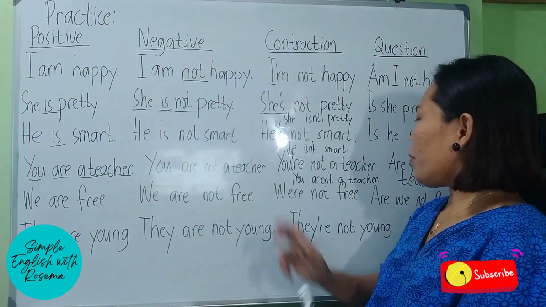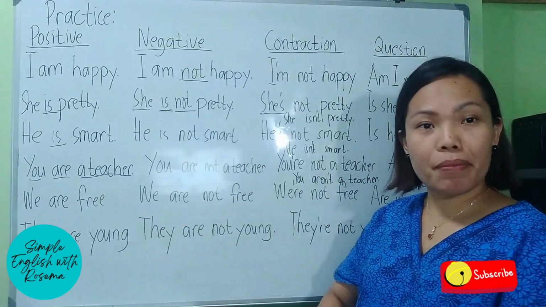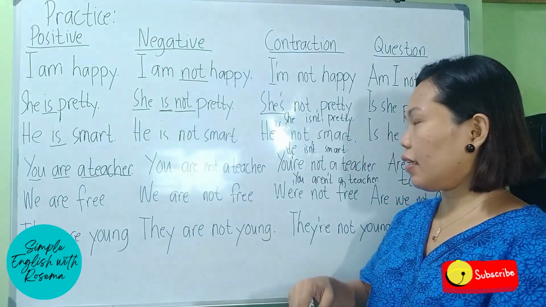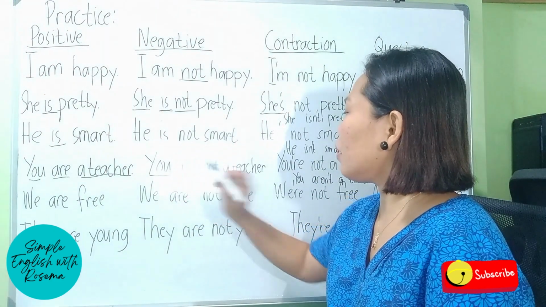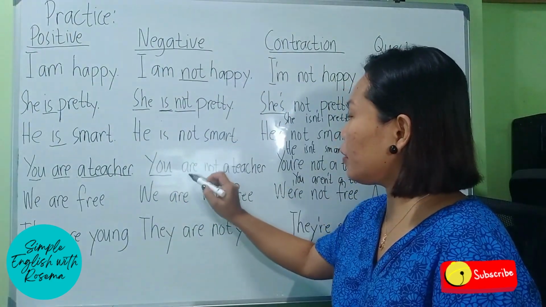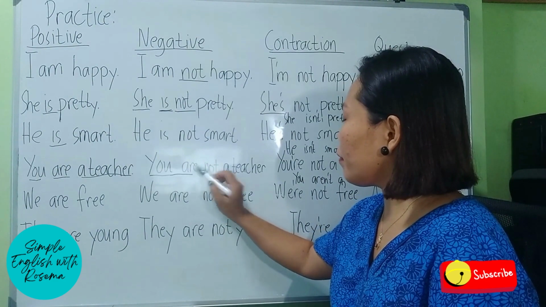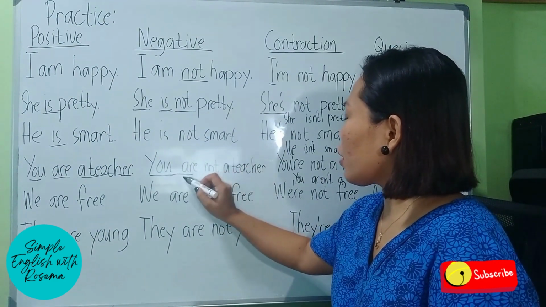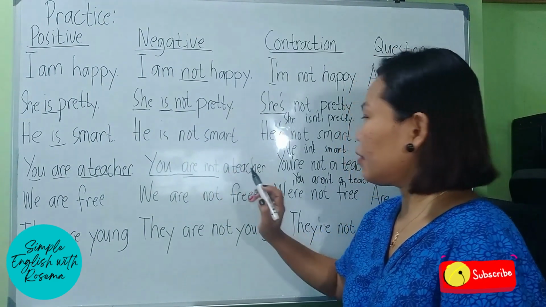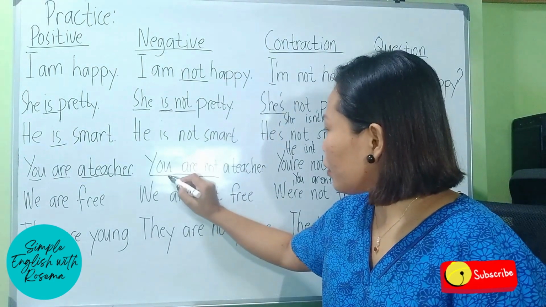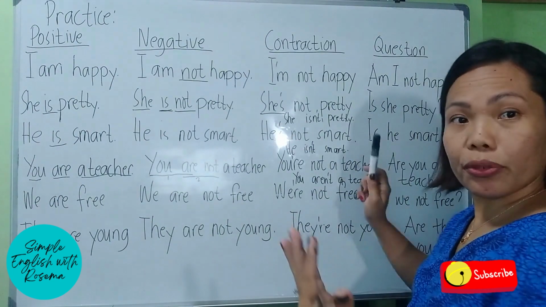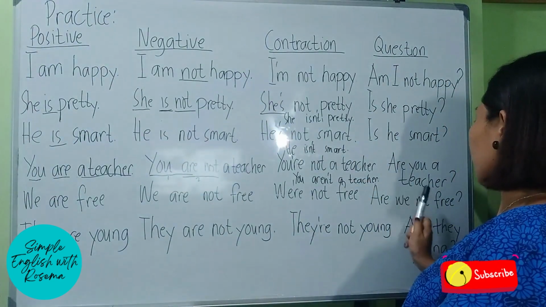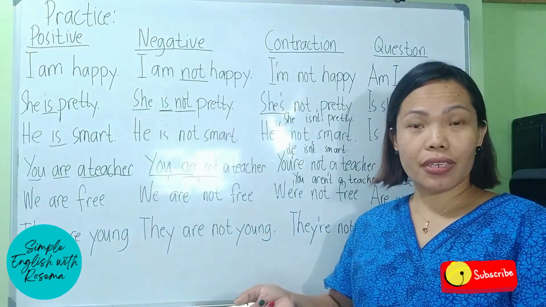So, dalawang paraan ang pwedeng gamitin natin to contract. Again, either the second person plural pronoun and our be verb na are, or it could be the are and the not. Okay? So, 1 and 2. And then for the question or the interrogative sentence, we have, are you a teacher? Or are you not a teacher?